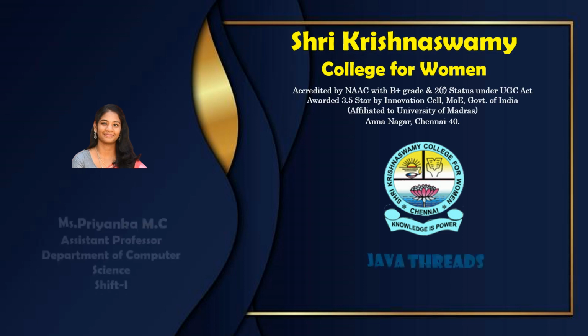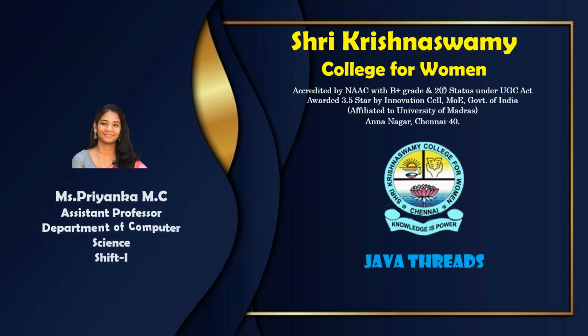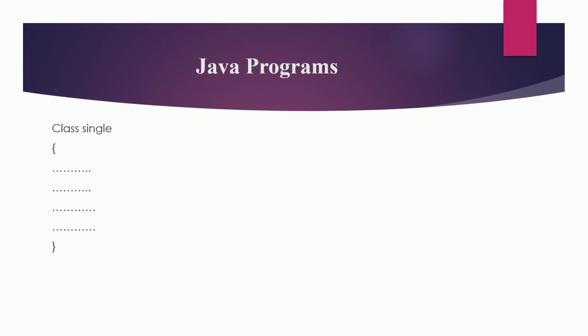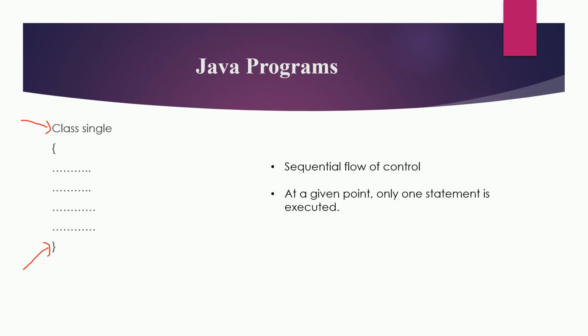In this video, I'm going to explain about Java threads. Now let us see how Java programs are executed. The Java programs are executed sequentially, which means the execution starts here and it ends here. And most importantly, at any given point, only one statement gets executed. So first, this statement gets executed, then this gets executed, and it goes on. So this is a simple Java program execution.